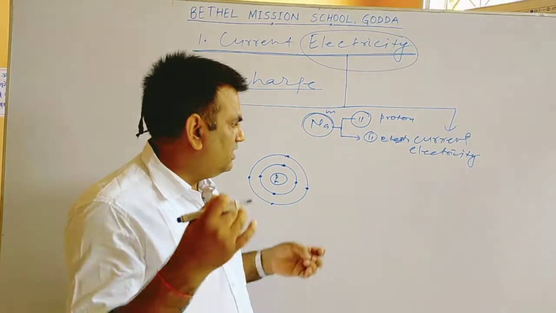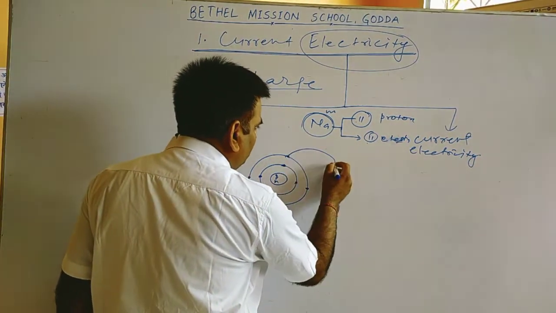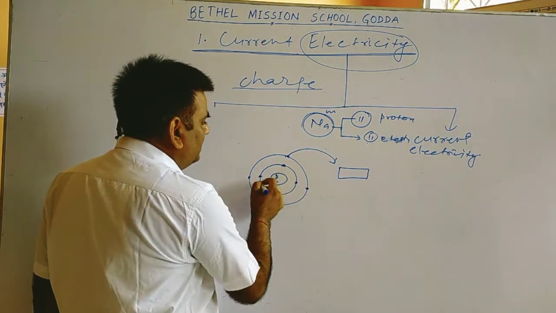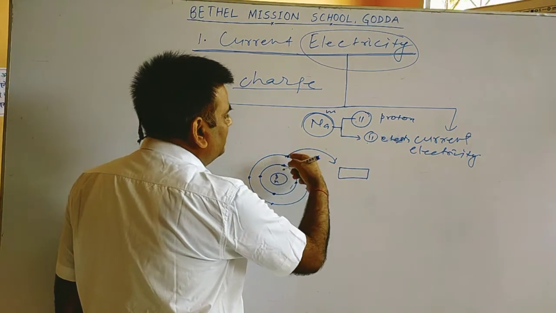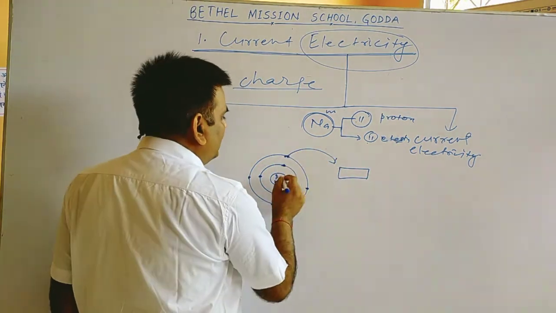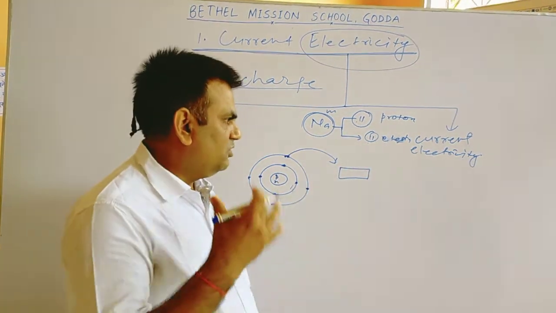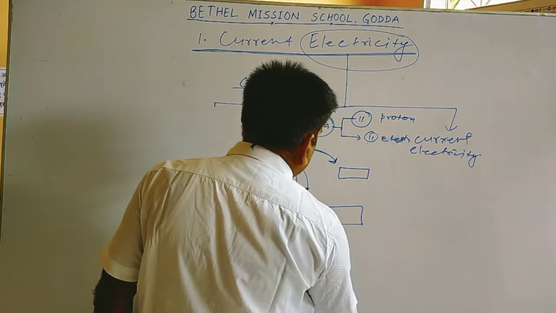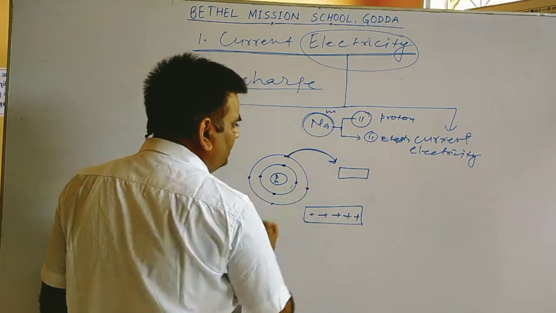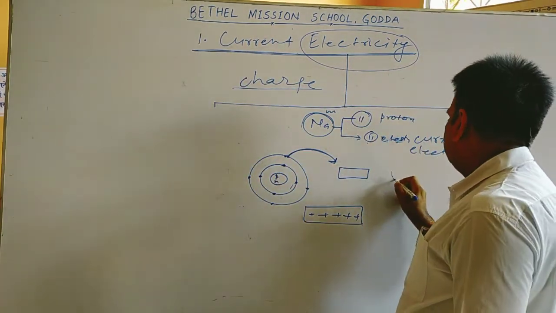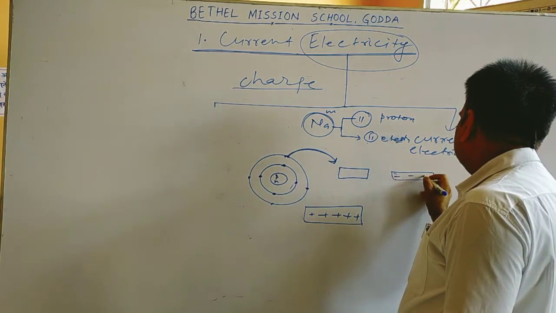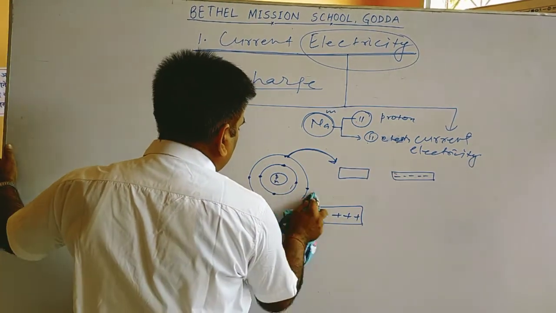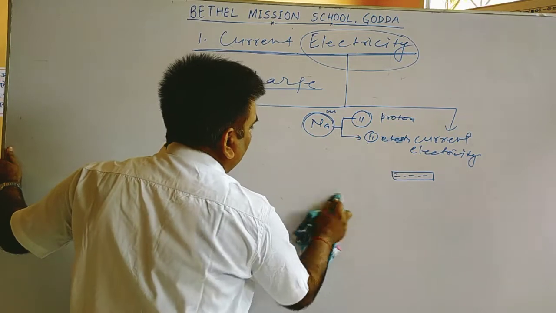So if any objects or particles are rubbed against each other, one loses its electrons, and the other gains the electrons. The object which lost electrons gets a positive charge because it lost negative charge, and the other object which gained the electrons becomes negatively charged. Charge is a kind of force which is applied by any object in an electromagnetic field.